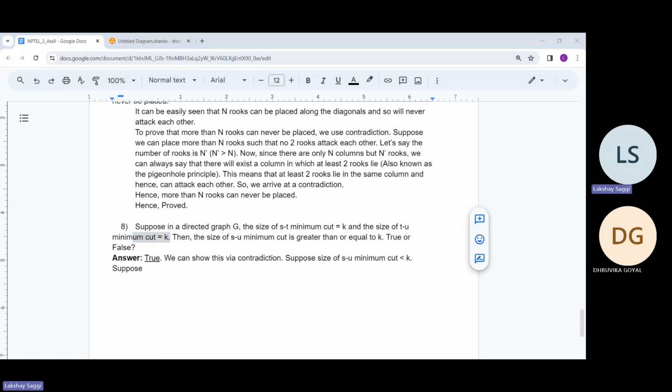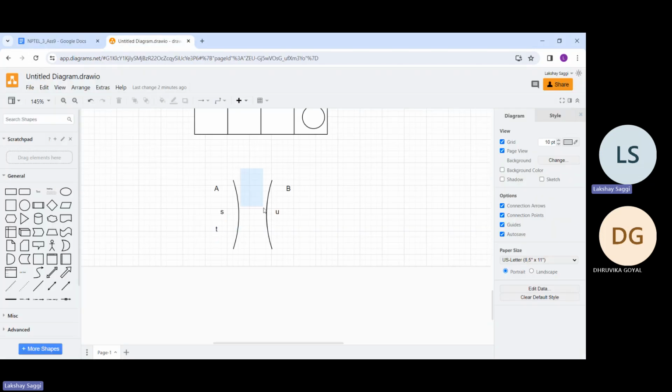So are you able to follow, Dhruvika, what I'm trying to say here? We are given that the size of the TU minimum cut is K, but if T lies on the source side, then this cut also forms a TU cut, and this forms a cut of size less than K. And it is not possible because the minimum cut was of size K. So is this sort of argument clear? A similar argument can be given for the other side also.